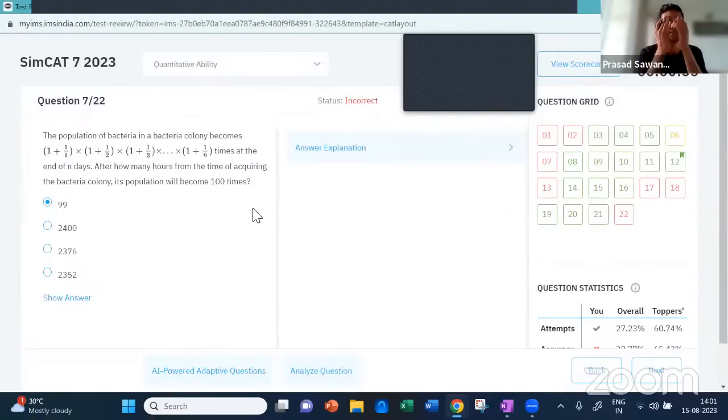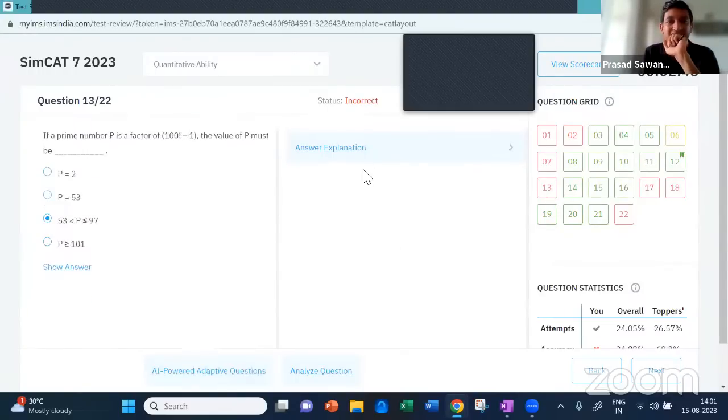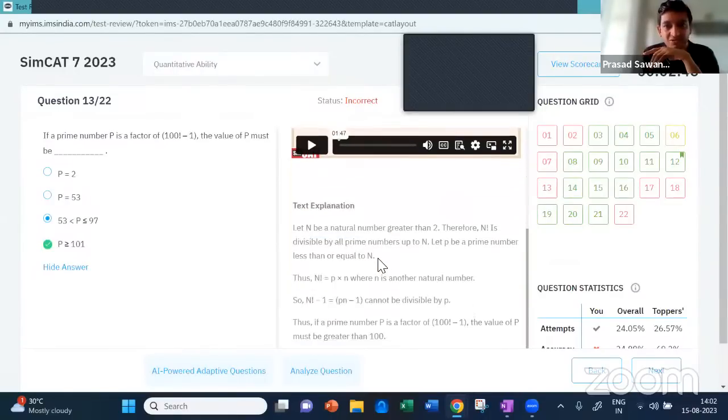I missed this. 99 days. So how many hours, right? So 2376 I think was the answer. Yeah, it was a very stupid mistake. I should not have done that. Realized it now. This one though, I don't know, I just guessed this. P greater than or equal to 101. I'll have to check this once.